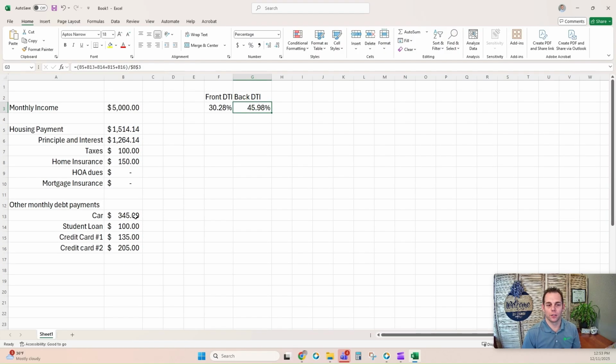Now, for the back end ratio, we add in all your other debt payments, things that are on your credit report: car payments, student loans, credit cards. Maybe there's also Klarna, Afterpay, any of those online credit card kind of things that say they don't report to your credit. Anything that's on your credit report, we have to take the monthly payment for it.